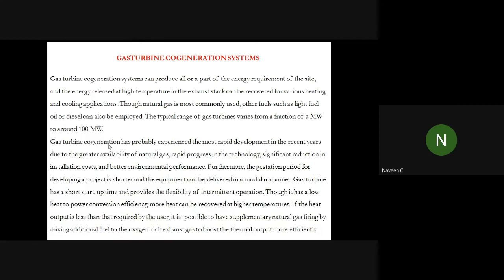More heat can be required at a higher temperature, mainly using a gas turbine, and the heat output is less than that required by the users. It is also possible to supply, if the heat requirement is less, natural gas with the additional fuel, which will have an oxygen rich exhaust gas, which will boost the temperature output.